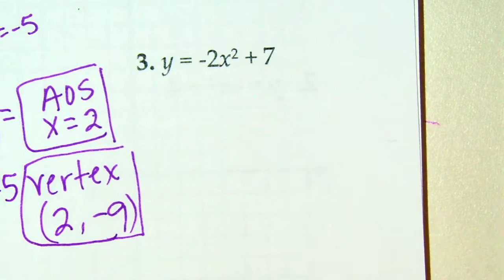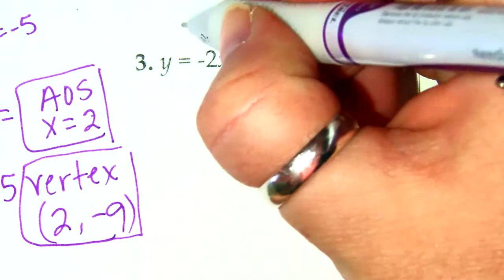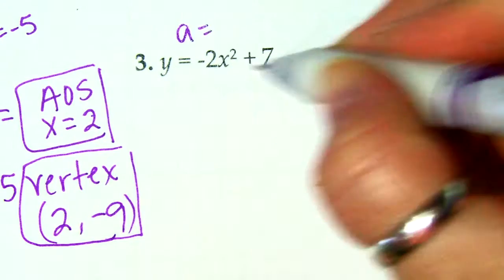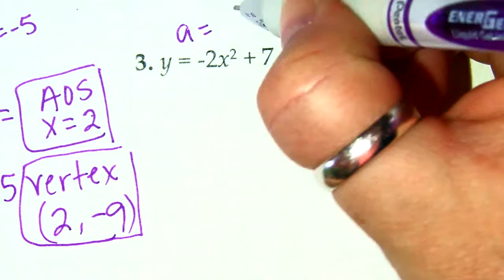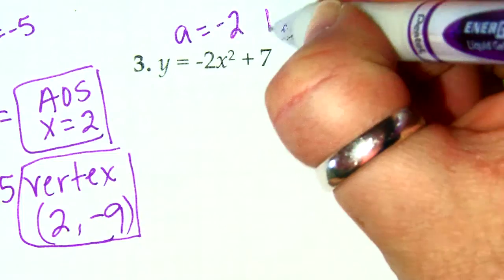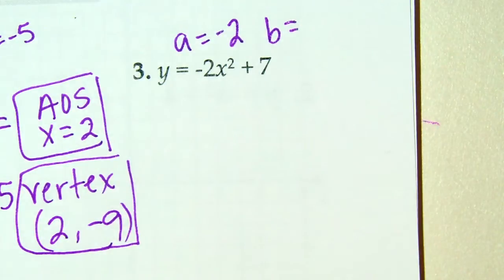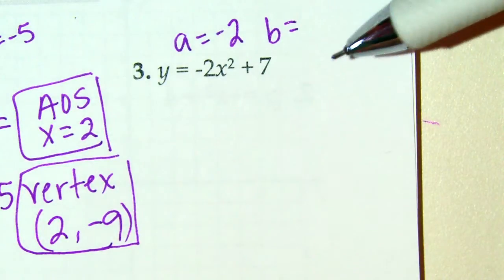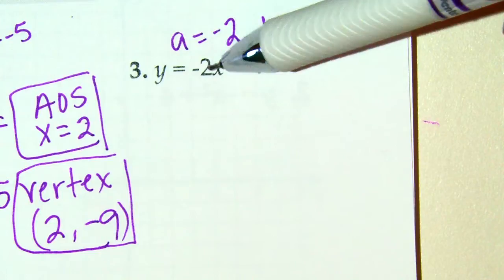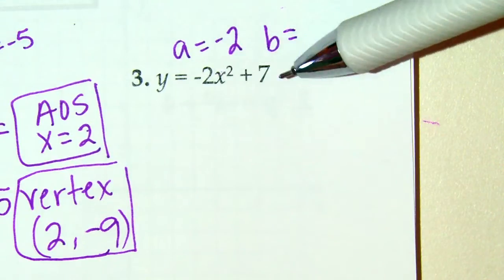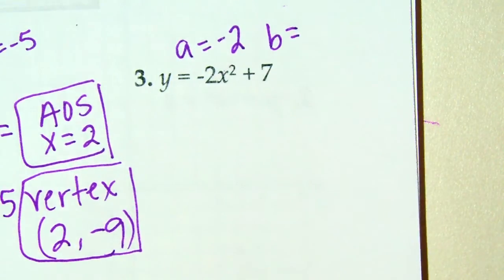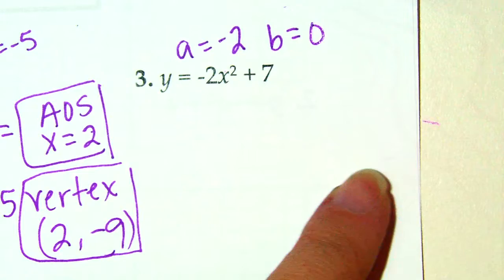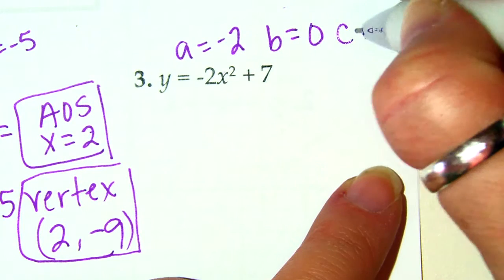I'm going to identify A, B, and C first again. So A is that number in front of x squared, negative 2. B is the number in front of x. This one's different. There is no x here. There's an x squared, but that's the A. If there's no x, which is pretty common, that means the B is 0. And then C is the number, so that's just 7.